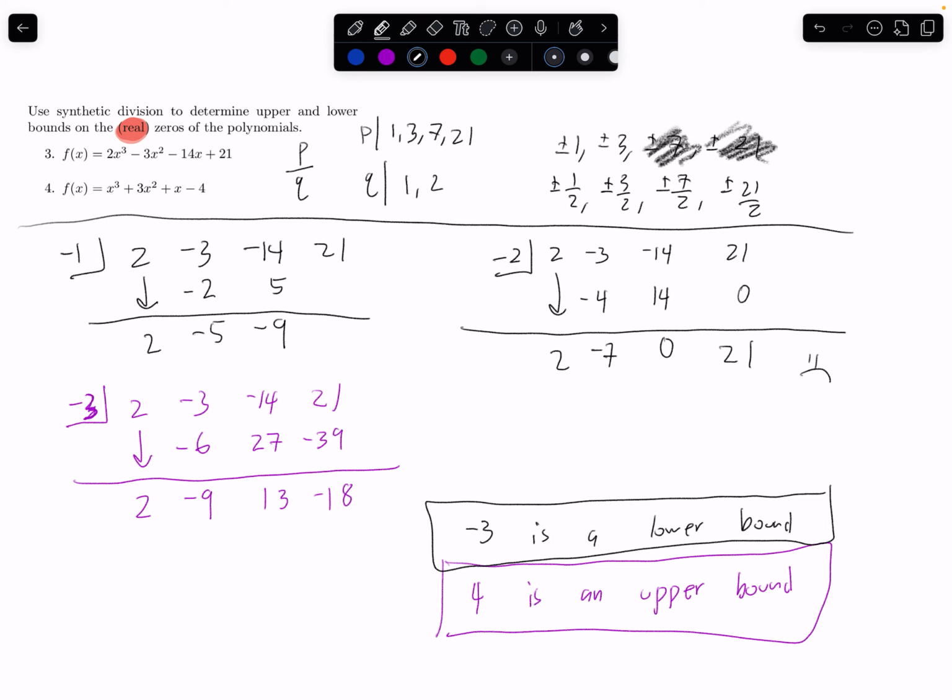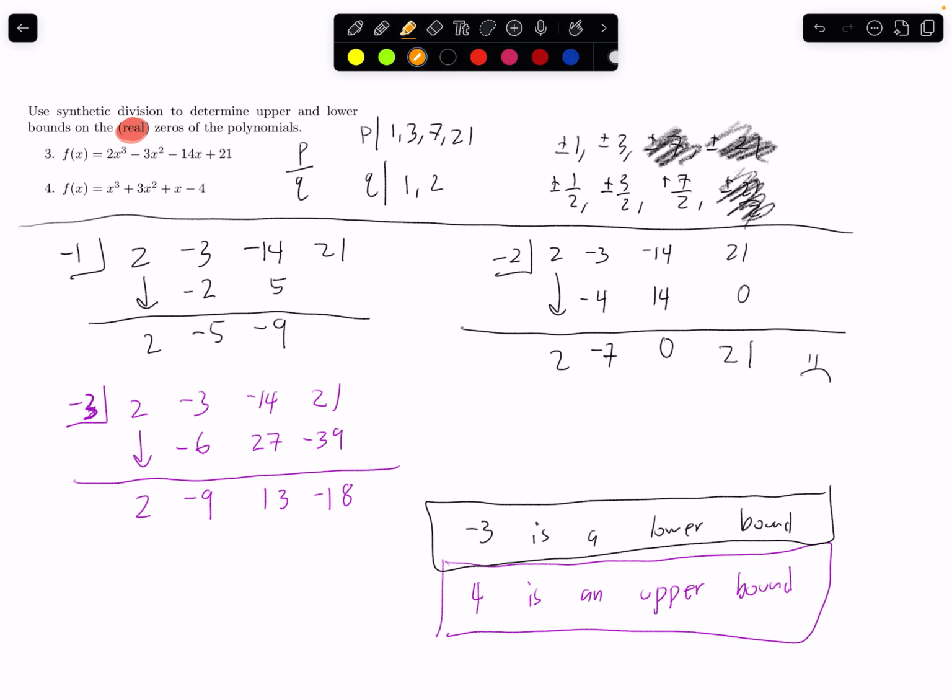21 divided by 2 is 10.5. So those are out, right? And 7 halves is 3.5. So 7 halves is still a possible root. Negative 7 halves is not, though, because that would be lower than negative 3. So that kind of narrows down some of our options, right? Negative 7 halves is not possible.